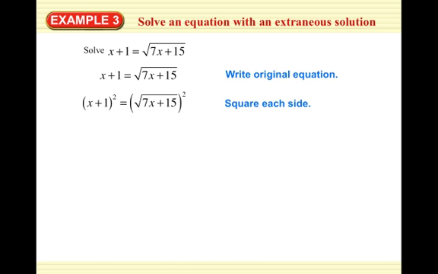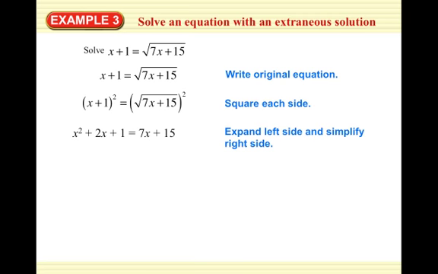So on the left, we have x plus 1 quantity squared equals the square root of 7x plus 15, the whole thing squared. On the left, we're going to have to expand x plus 1. In other words, we're going to have to FOIL x plus 1 times x plus 1. On the right, the square and square root are going to cancel. X plus 1 times x plus 1 is x squared plus 2x plus 1. If you need to, pause the video, FOIL it out, and double check. And then on the right-hand side, square and square root cancel, so we just have 7x plus 15.